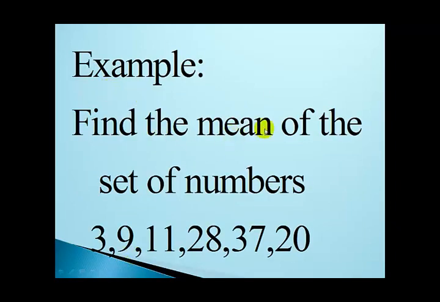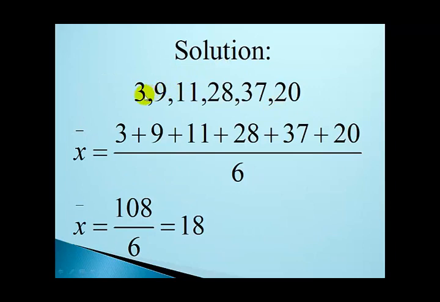Example: find the mean of the set of numbers 3, 9, 11, 28, 37, and 20. We can see that n, the number of values, is 1, 2, 3, 4, 5, 6, so n is equal to 6. Solution: these are the numbers given. The mean is the summation of all the values divided by the number of terms, so we add all the numbers. x bar, the mean, is equal to 3 plus 9 plus 11 plus 28 plus 37 plus 20 divided by 6.